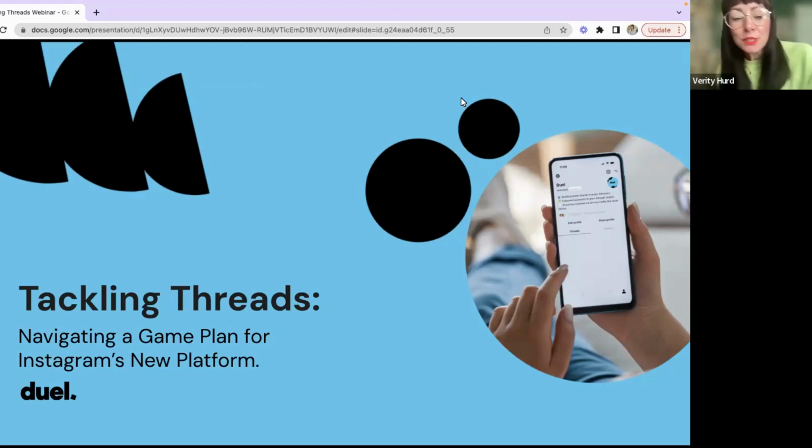But yeah, welcome to Tackling Threads, navigating a game plan for Instagram's new platform. As we all know, on July the 5th, Meta released Threads into the world, and it came after months of anticipation. It's the fastest app to hit 100 million downloads and later blew past 150 million downloads as well. And this actually came as a big surprise to everyone involved, especially the guys at Meta.